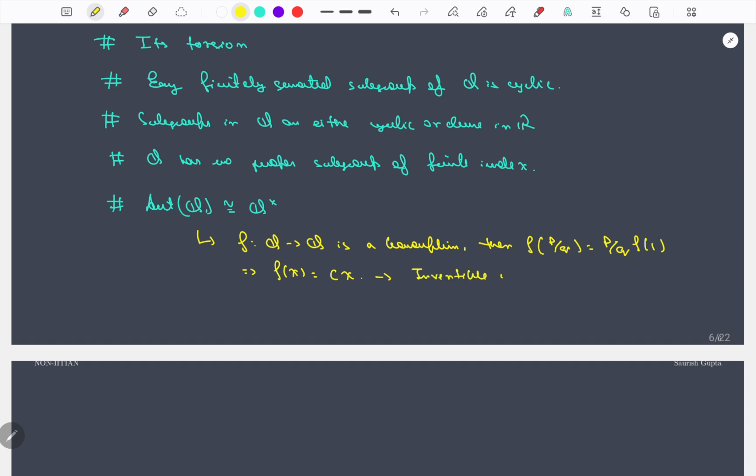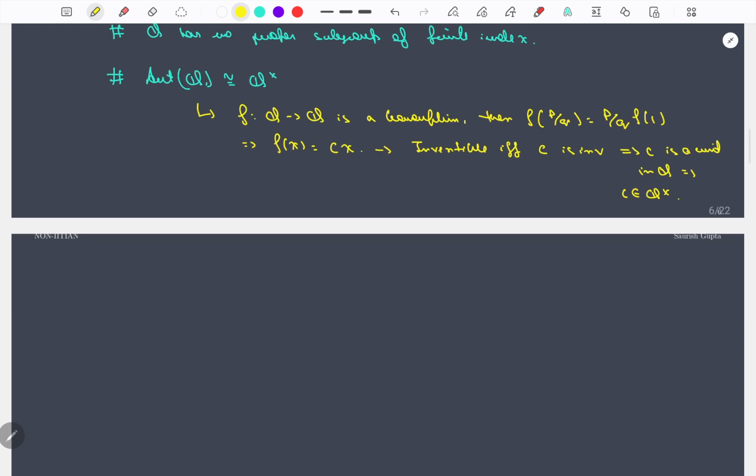Observe that this is invertible if and only if C is invertible. But that means C is a unit in Q, which implies C is in Q cross, the collection of all invertible elements in Q. And so therefore you can characterize this: you can just take the definition of this to be FC as an automorphism, and you can take a map phi from the automorphism group of Q to Q cross by taking each of these FCs and mapping it to C. So this will give you a bijection, in fact an isomorphism. Okay. So the automorphism group of Q is isomorphic to Q cross.